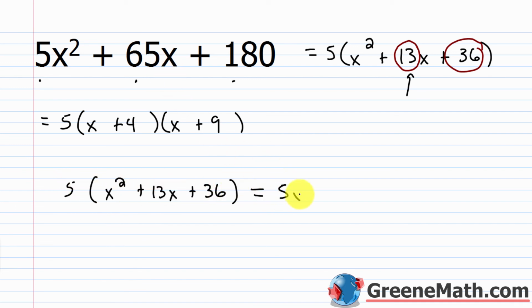5 times x squared is 5x squared. 5 times 13x is plus 65x. 5 times 36 is plus 180. It's exactly what we started with right there.